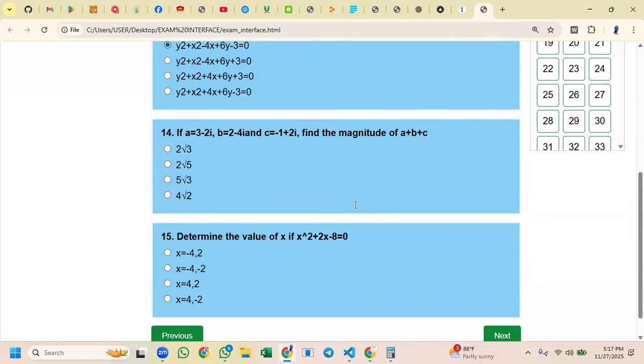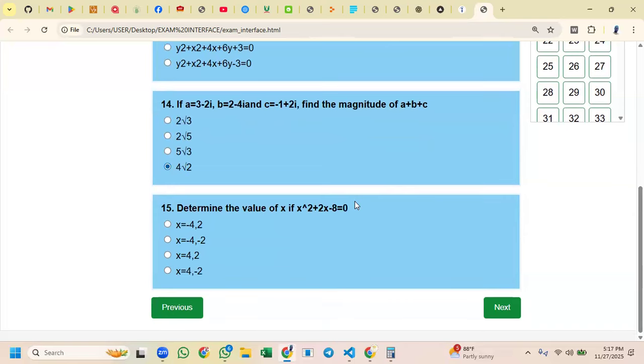So if A is equal to 3 minus 2i and so on, find the magnitude of A plus B plus C. You know how to find magnitude. You first look for the absolute value of the sum of each of them. Then you take it over the... What will be the answer to this? So let's go for D. From what I remember from this kind of question. Sorry, I've crammed some of those questions.